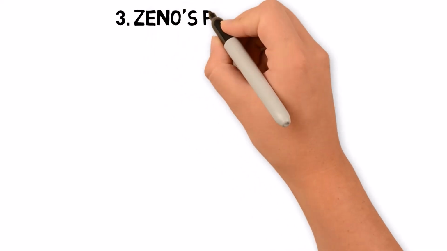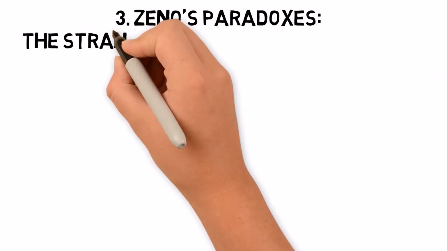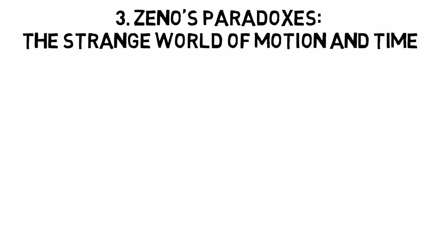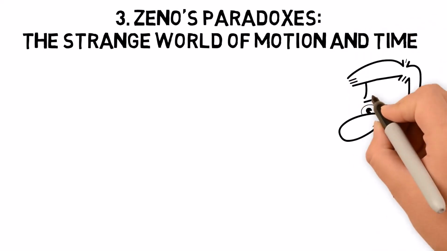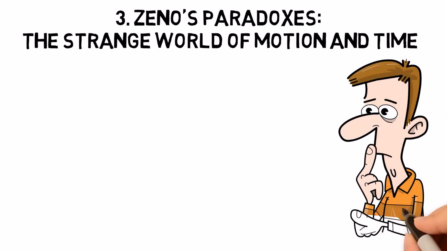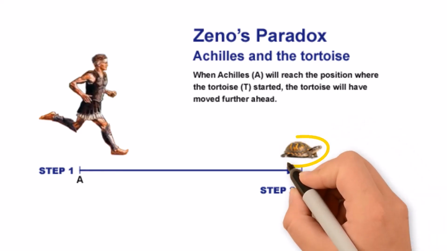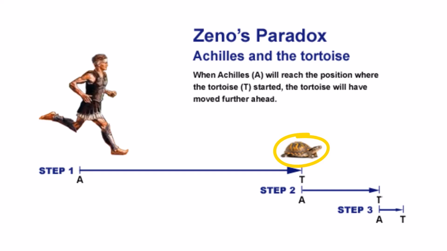3. Zeno's paradoxes, the strange world of motion and time. Zeno's paradoxes are a group of problems that make us think hard about movement and time. One famous example is the Achilles and the tortoise paradox. In this story, the hero Achilles gives a tortoise a head start in a race.